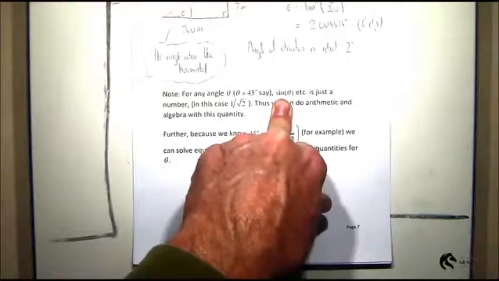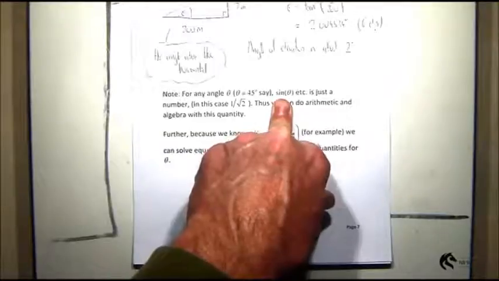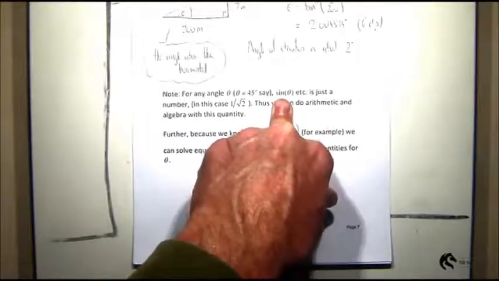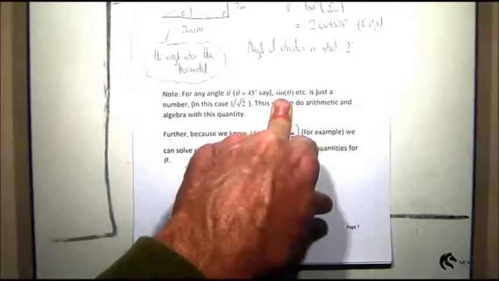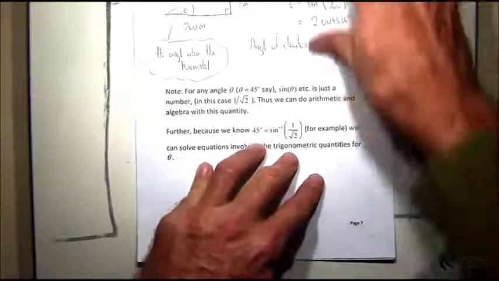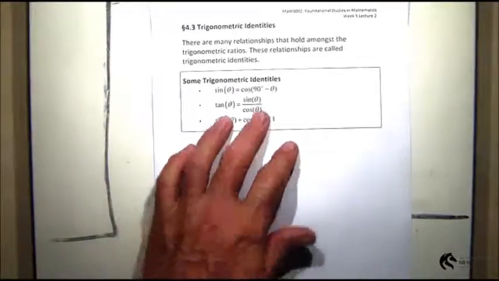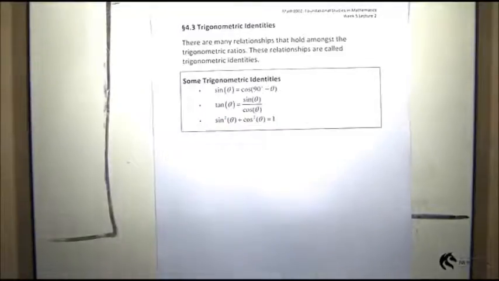We saw with logs, for example, we had some identities there. The log of x plus the log of y is the log of x times y and so forth. They're things you can do with the log numbers. I'm going to have a look now at the things you can do with these trig numbers. And it goes under the fancy name of trig identities.